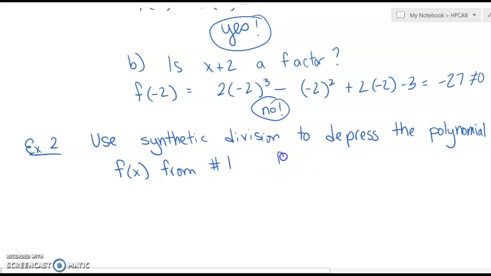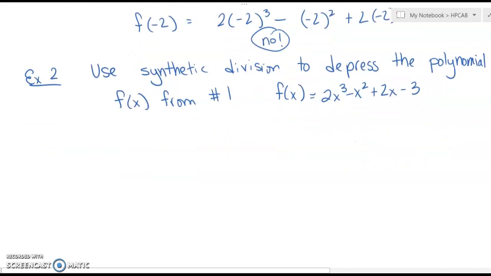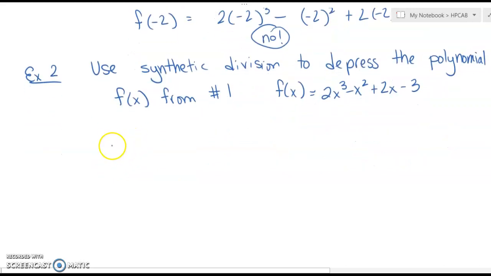Okay, so from number 1, our polynomial was f of x equals 2x cubed minus x squared plus 2x minus 3. Now when we did 1a, we knew that 1 was a factor. So what we're going to do is use that factor 1 to do synthetic division. The reason why we do that is because we know that it's going to go in nicely.